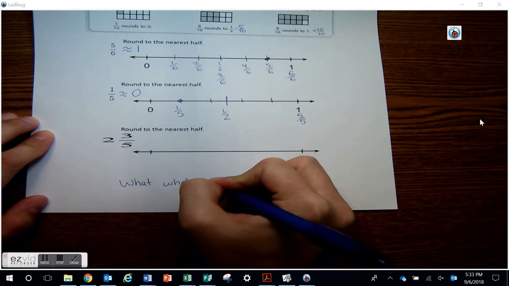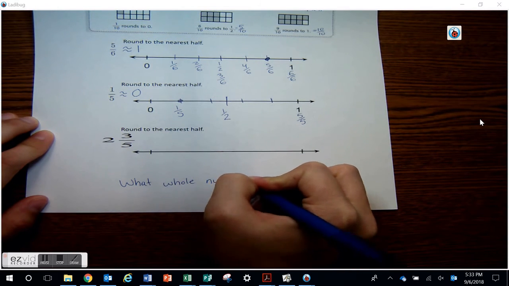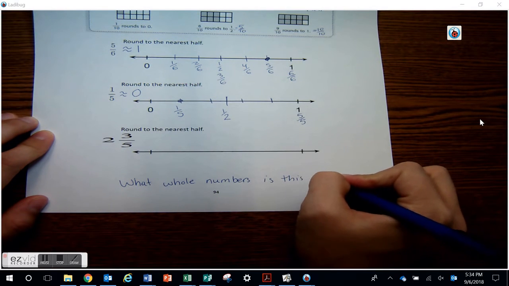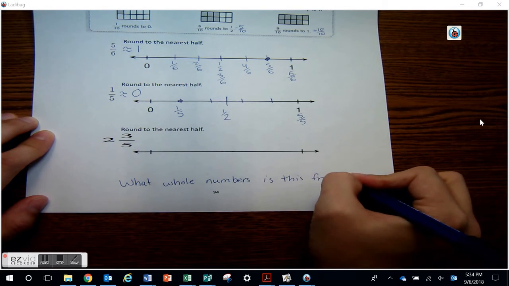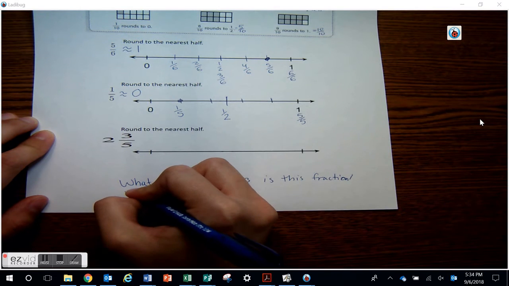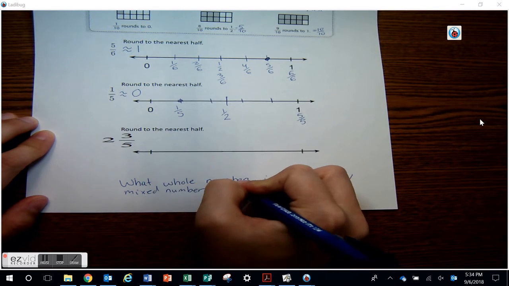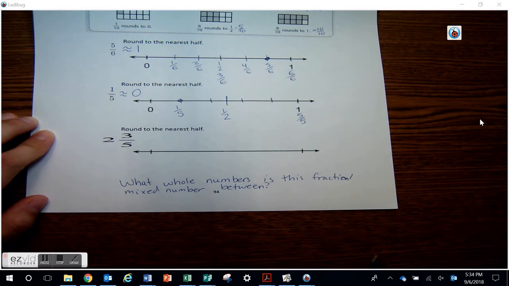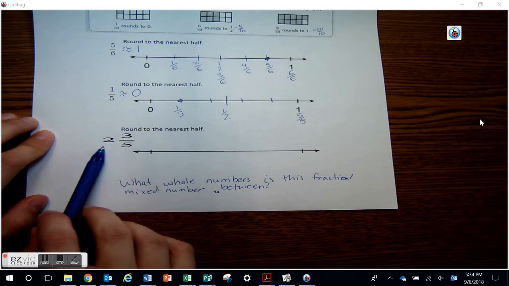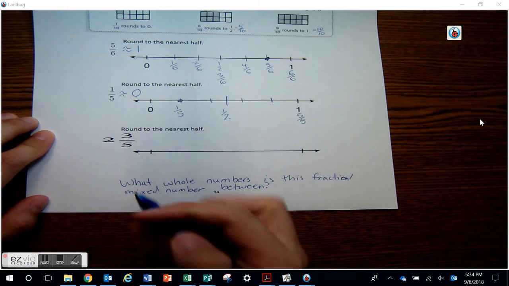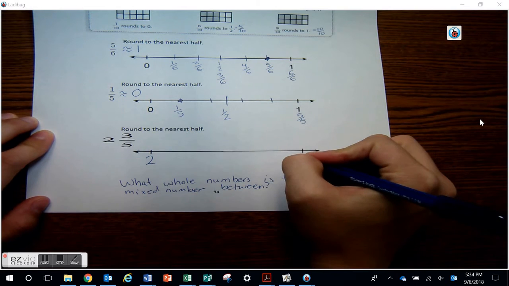Now we're going to build this number line completely on our own. Round to the nearest half, 2 3/5. What whole numbers is this fraction or mixed number between?